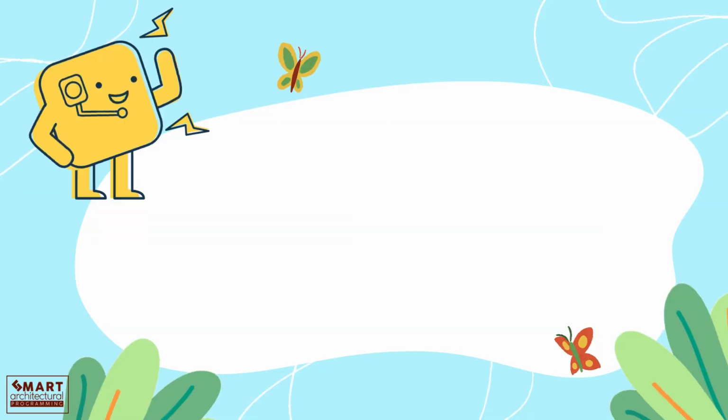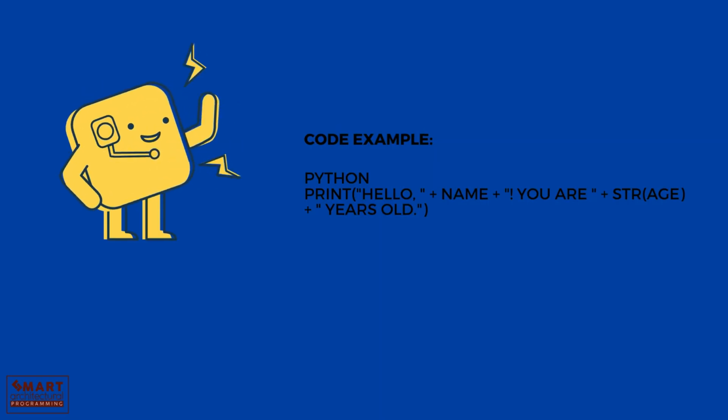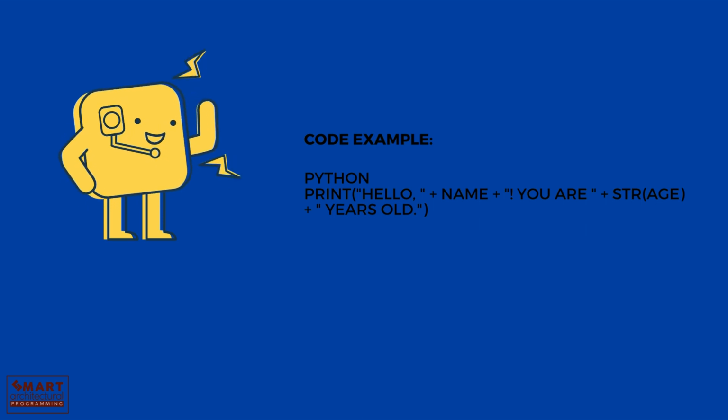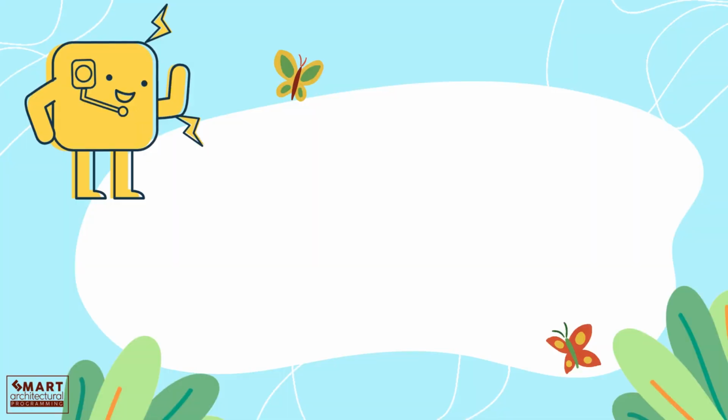Python: print("Hello, " + name + ". You are " + str(age) + " years old.") You can use these variables in various ways. Here, we're combining the name and age variables with text to create a message.